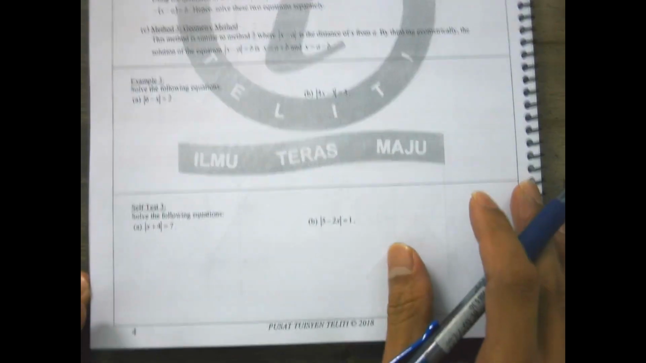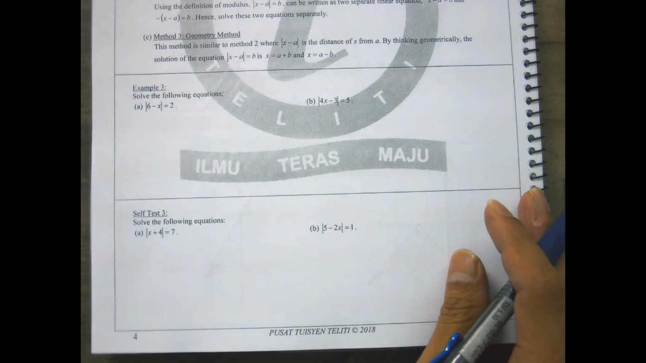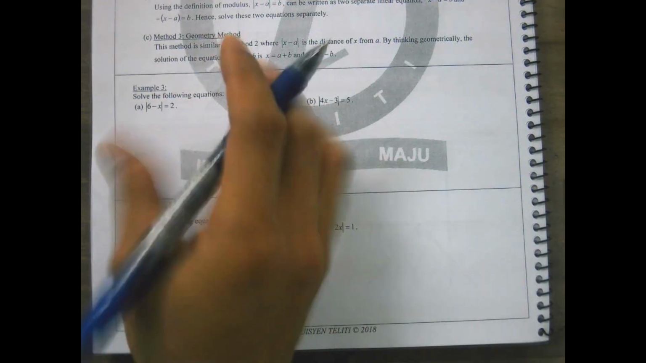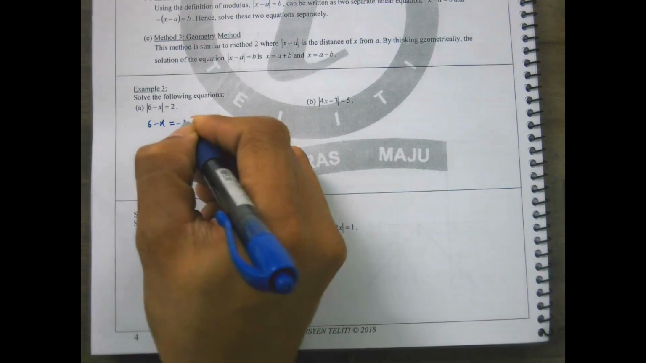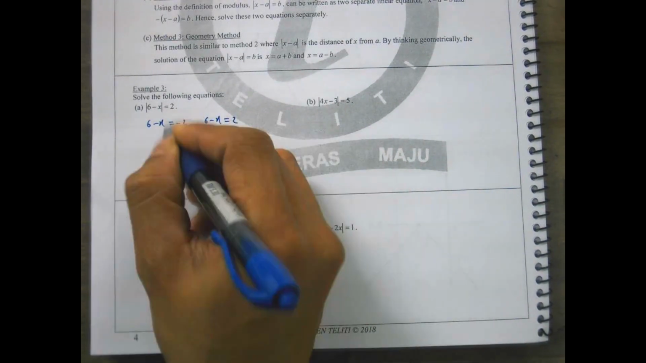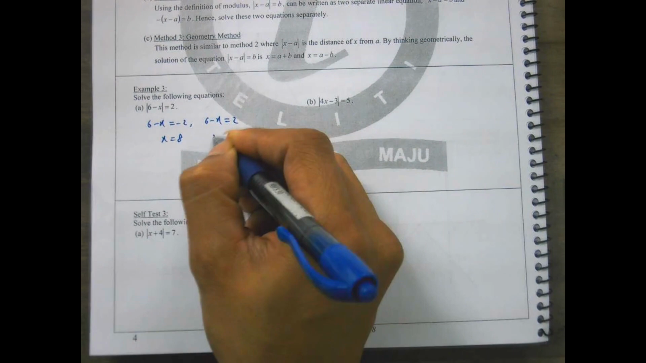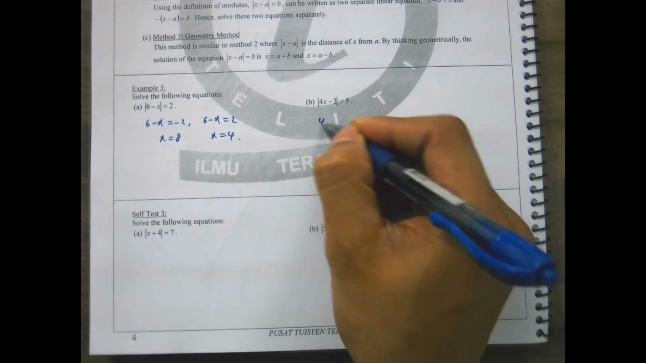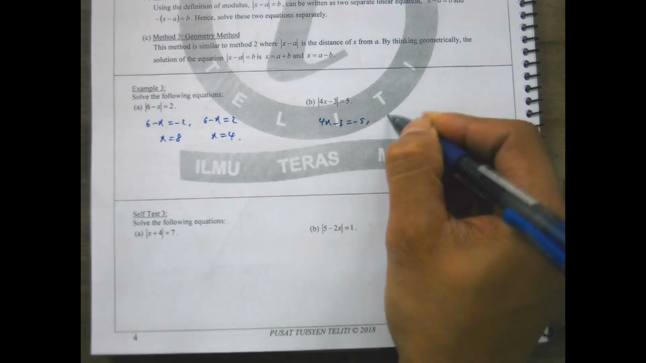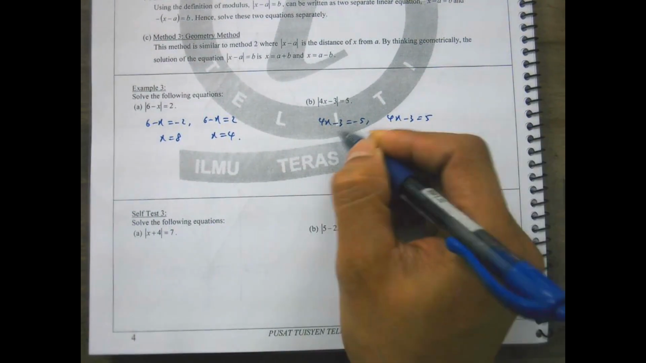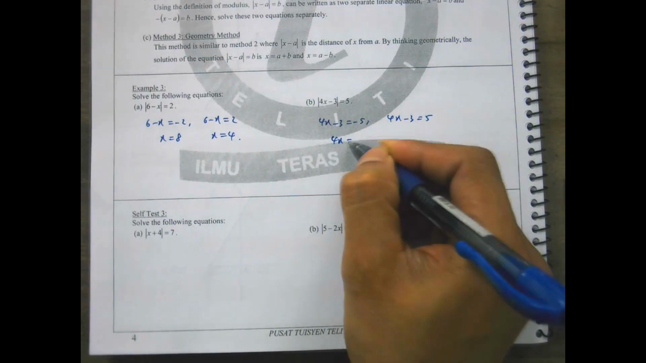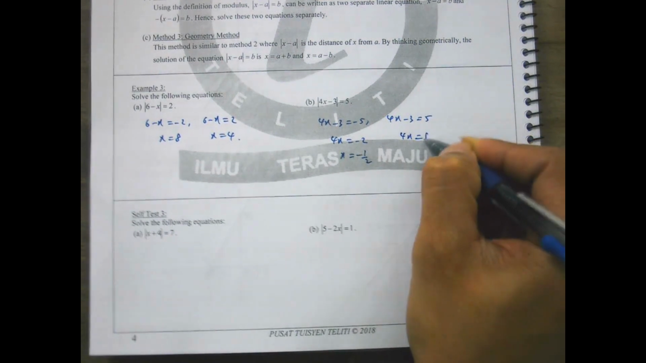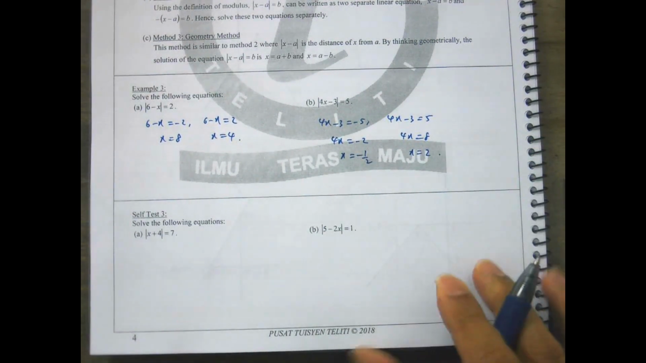You've done some basic modulus in your lower form, right? Now, how do you solve modulus? Whenever you open up the modulus, you have to put a negative and a positive, right? Bring over. X is what? 8 or 4. Okay. So the second one, 4x minus 3 is negative 5 or 5. Bring over. X is what? This is minus 2, x is negative half. 4x is 8, x is 2.